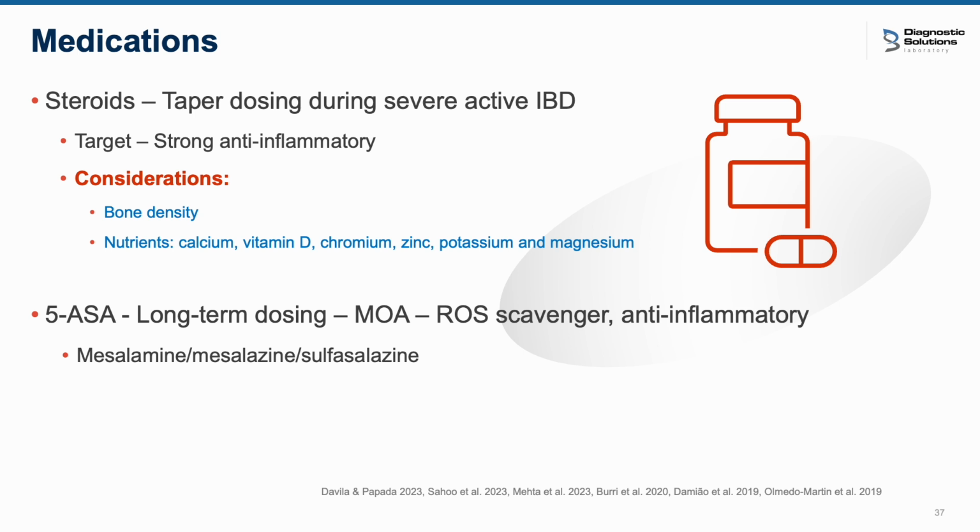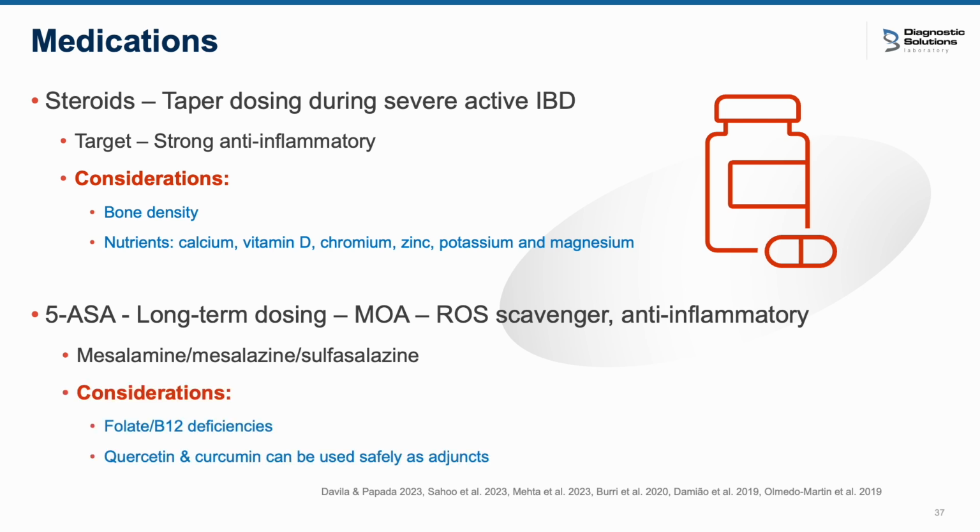5-ASA, and that's going to be your medications like mesalamine, mesalazine, and sulfasalazine, a bit of an older formulation. These may be used longer term or shorter term for IBD, and generally an anti-inflammatory. These work really well for a lot of people. And then what you want to consider here is that folate and B12 may become deficient with these, and that quercetin and curcumin have been studied alongside your 5-ASA medications and can be used safely alongside these.